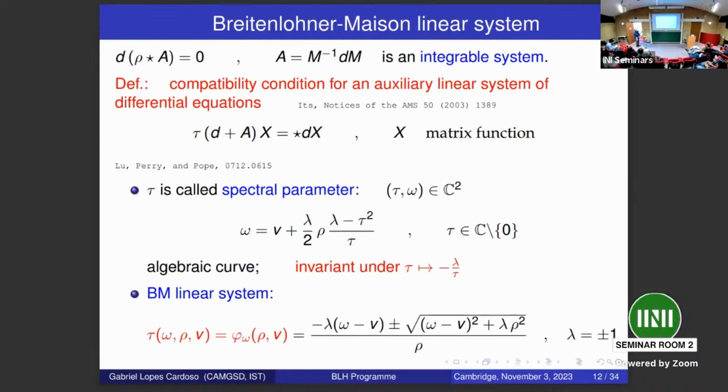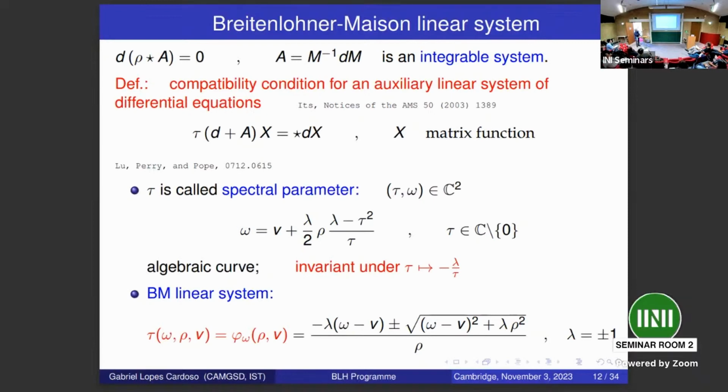Now, before telling you what this compatibility condition looks like, let's look at tau. So what is tau? Tau here is a spectral parameter. How is it introduced? It's introduced in the following way. You start with two copies of the complex plane, each of them with its complex coordinate, tau and w.